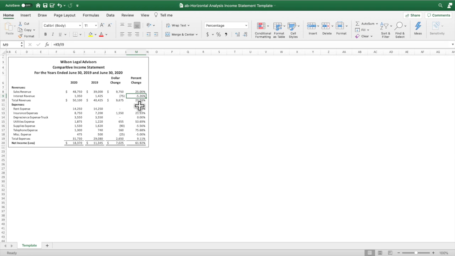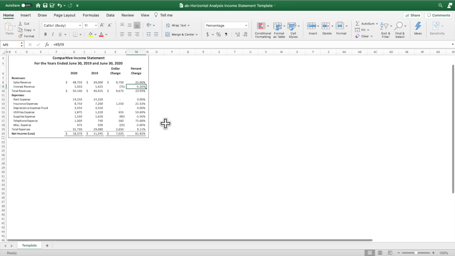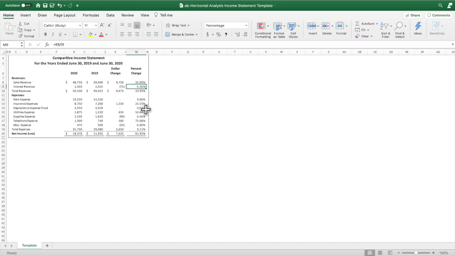That's a good thing, right? Our interest revenue did not increase, so we see a drop in our interest revenue. When we look at our expenses, they did increase here. If we look here at our supplies expense, it is in the negative percentage, so that could mean that supplies are being inefficiently utilized.